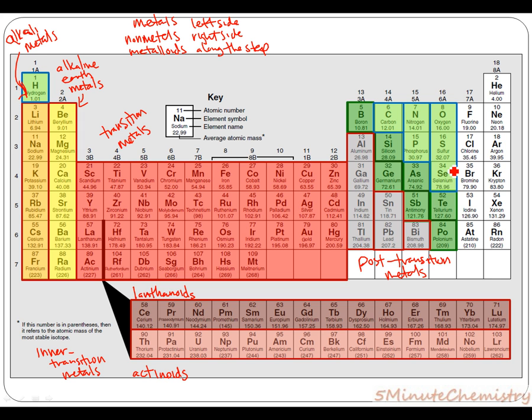Many of them tend to be gases at room temperature, whereas the metals tend to be solids at room temperature. Now one specific subset of the nonmetals, this grouping here, is known as the halogens.